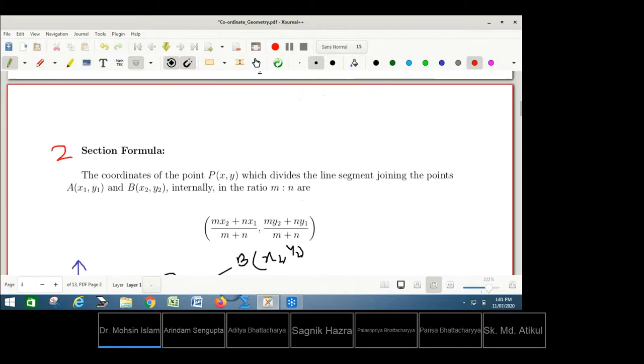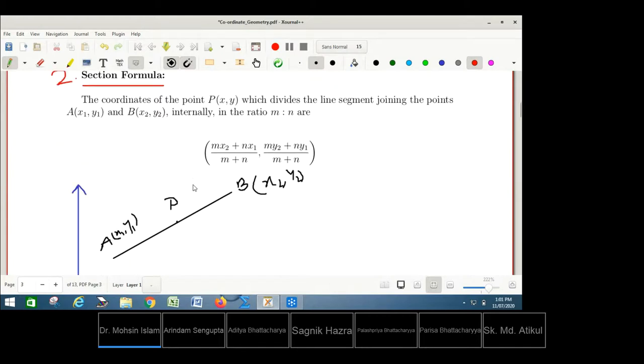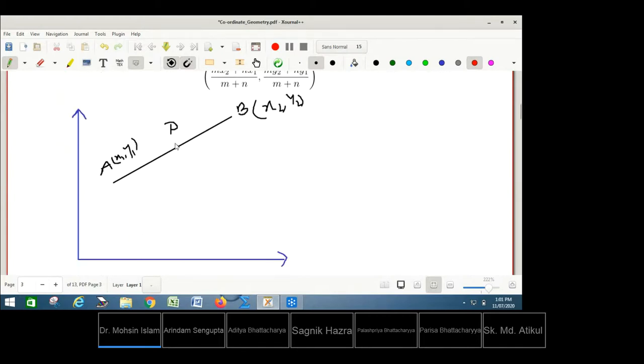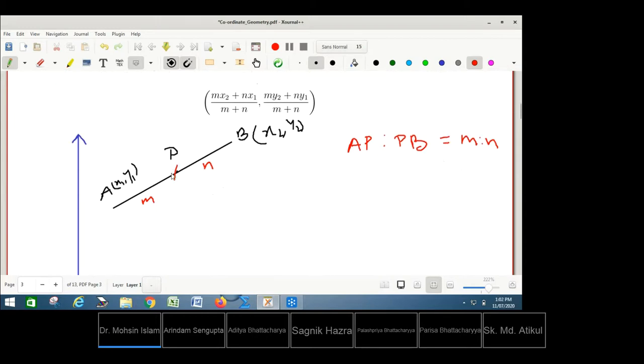Next, number 2, I will talk about the section formula. Suppose I have two points A and B on the coordinate axis, and P is another point which cuts the line joining A and B internally in the ratio M is to N, that means AP is to PB is equal to M is to N. It can cut externally, but that is not in the syllabus, so I am considering only the internal ratio.